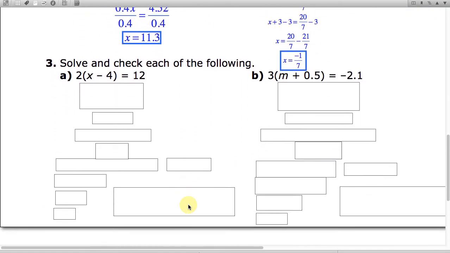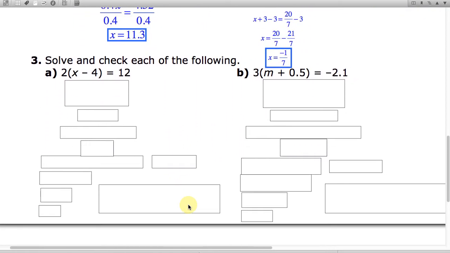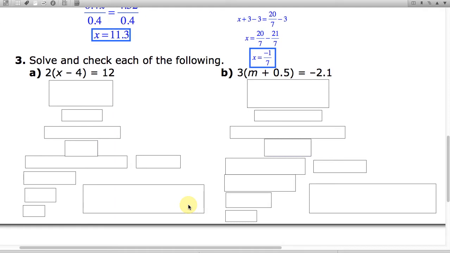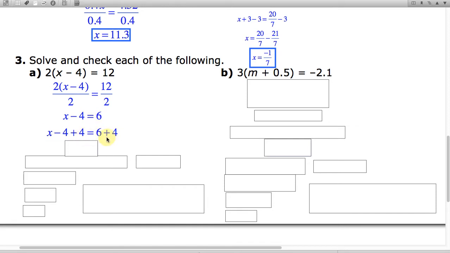Next thing we'd like to do is solve and check for both of these equations. So let's take a look at the first one. We have 2 times x minus 4 equals 12. In terms of order of operations, what is being done to x here? You're subtracting 4 first, then you're multiplying by 2. So to use the method of inverses, you have to divide both sides by 2 first, which leaves you with x minus 4 equals 6, and then add 4 to both sides, and that gives you x equals 10.